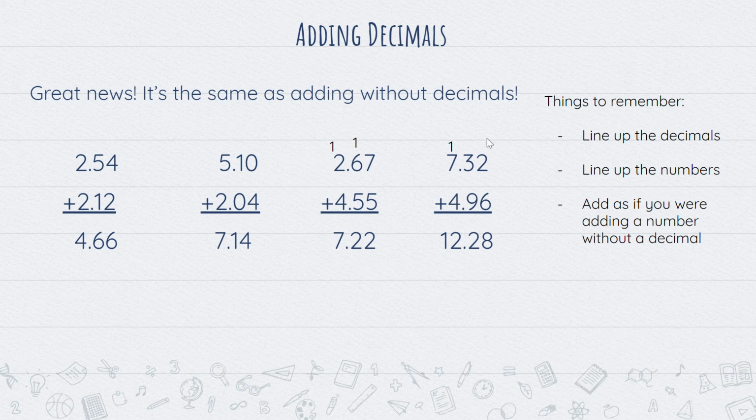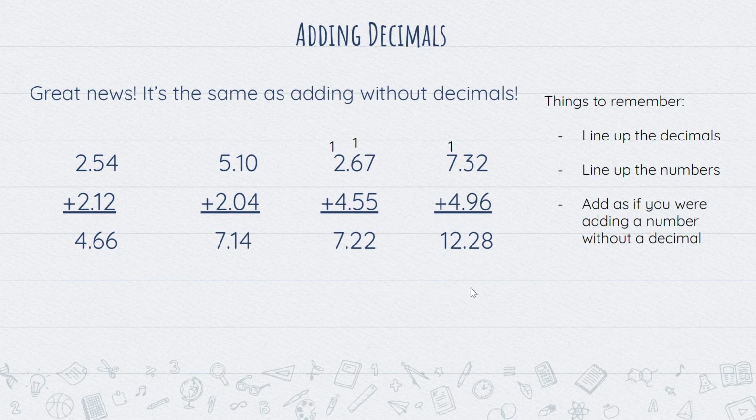And finally here, we go 2 plus 6 is 8, 3 plus 9 is 12, so our 2 comes to the bottom here, and our 1 comes back up to the top. We add our decimal, then we go 1 plus 7 equals 8, 8 plus 4 equals 12, and our answer is 12 and 28 hundredths.